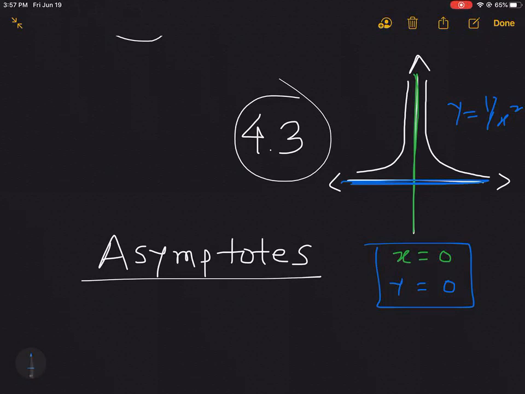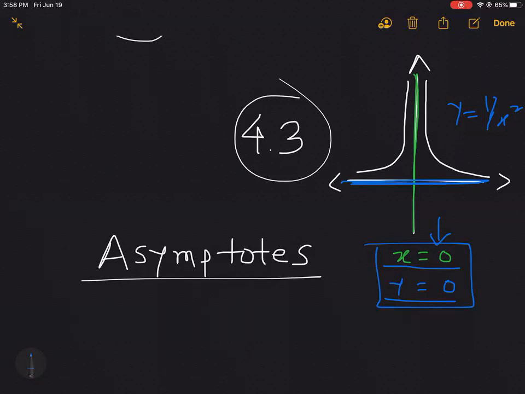So the horizontal asymptote, as you can see, is a horizontal line like y equals 0, and the vertical asymptote is a vertical line like x equals 0. That means the line where your graph will approach, but it will never touch or cross it. Okay, as simple as that.